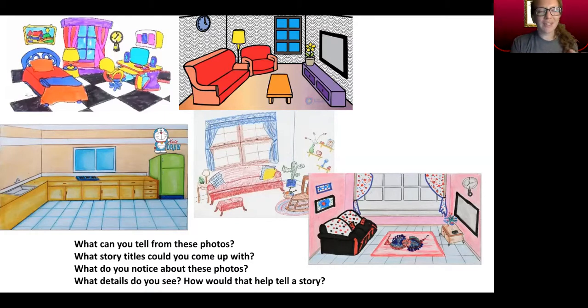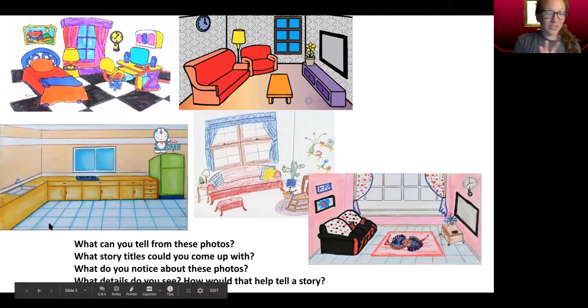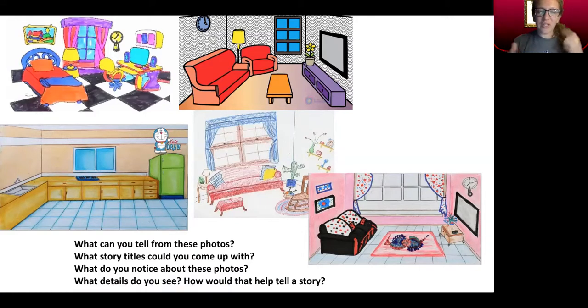Which room looks like a kitchen to you? I hope you pointed at this one. There's a tile floor, there's a sink, there's a refrigerator. It's also a very clean kitchen. So I can start thinking of some different story titles or some different situations that might happen in this kitchen. Maybe this is a new house that nobody has moved into yet. Maybe this is a kitchen that just got cleaned after a massive disaster.